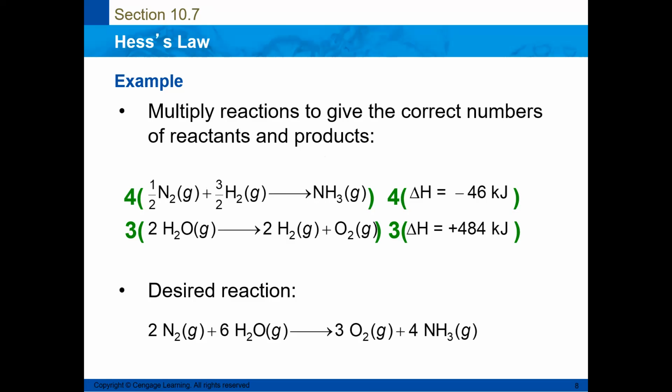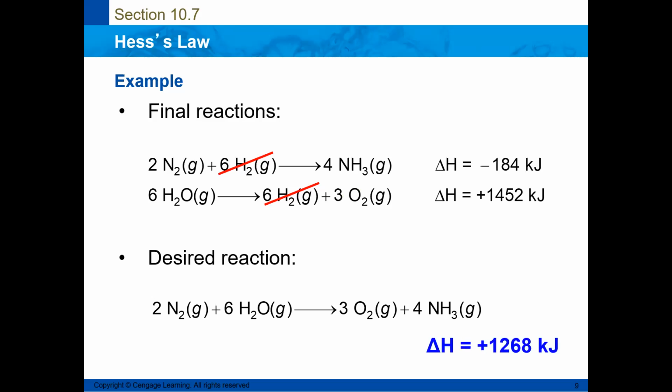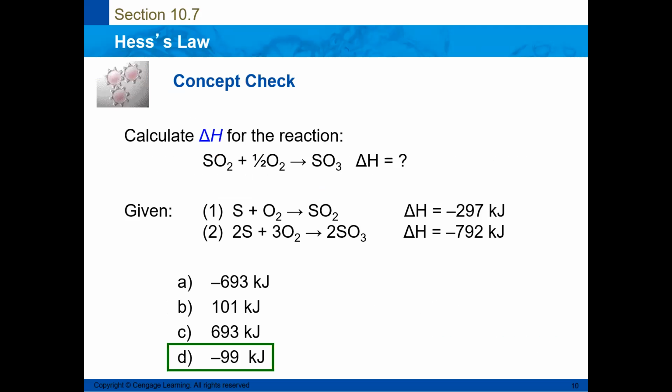When you reverse the reactions though, you changed the direction, therefore you changed the sign. All right, and there you go. See, that is exactly what I got, right? 1268 kilojoules. All right, so let's do another one with the steps in mind. Okay, even though they're here, let's just do the right steps.